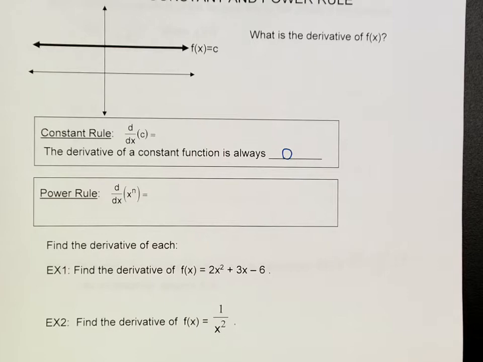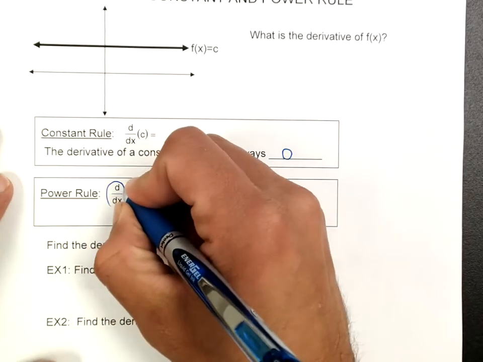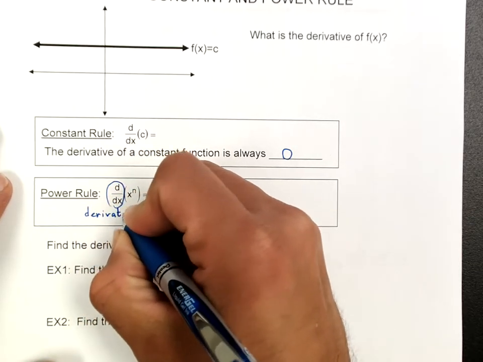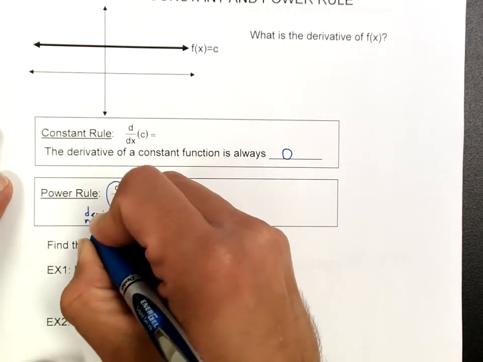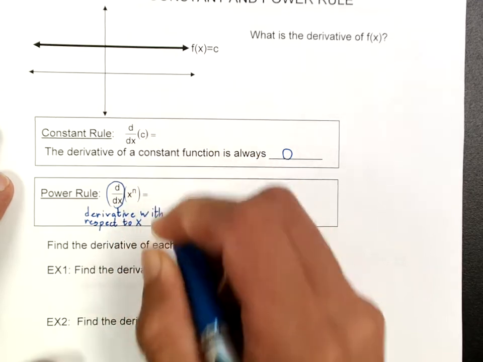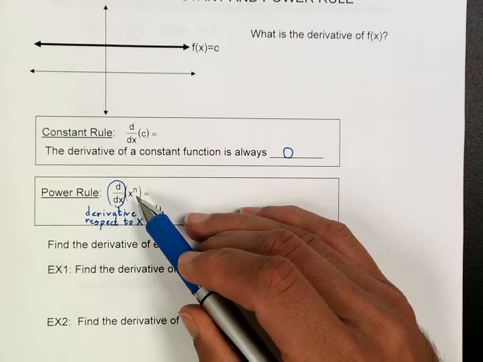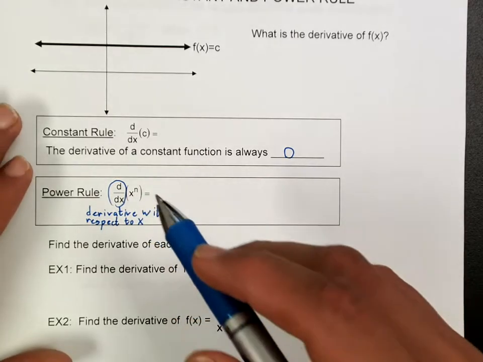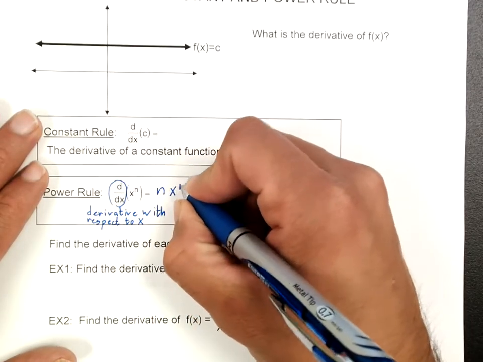Now, just to get familiar with the notation, remember if you have d over dx, this right here means the derivative with respect to x of some function to some power like this. So the power rule that we're going to use here tells you that the derivative of anything like that would be n x to the power of n minus 1.